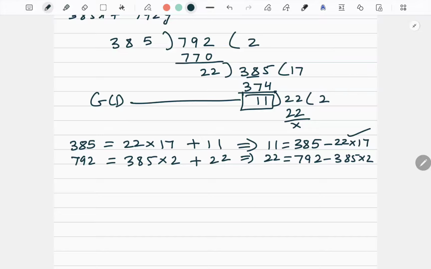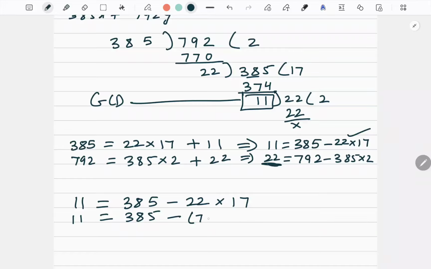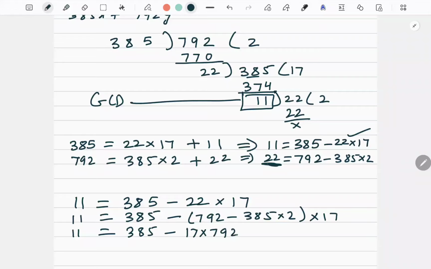So start with the first equation with GCD. 11 is equal to 385 minus 22 into 17. So 385. Now second equation is giving me the value of 22. So substitute 22. 792 minus 385 into 2, into 17. So this will be 385 minus 17 into 792, plus 17 into 2, which is 34 into 385.